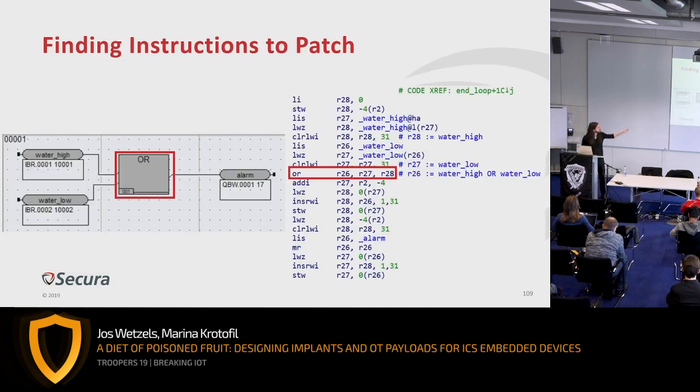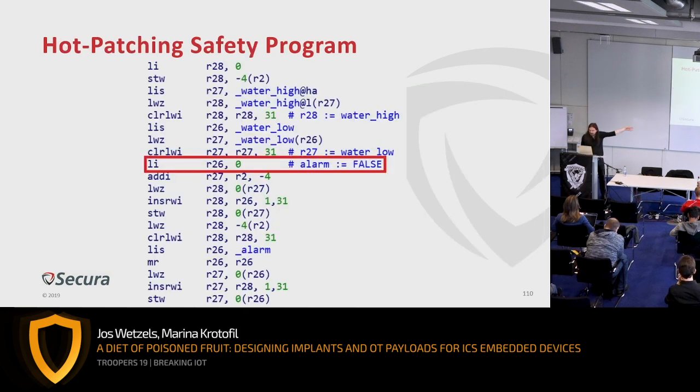So what we have to do is find this program in memory, and then find the instruction in this safety logic to patch. And this is basically just an OR instruction. And then we just override it with an assigning of a static false. And luckily, PowerPC is a fixed size instruction RISC architecture, so we can override any instruction with any other without worrying about any kind of instruction alignment.